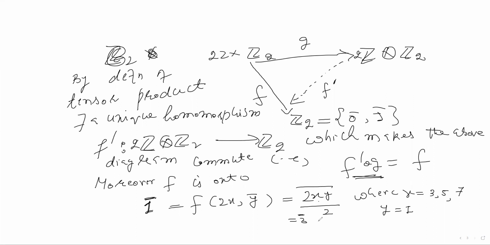But in Z2, 3 bar is the same as 1 bar. So you are getting it as 1 bar. And likewise, if you put 5, you will again get 1 bar. If you put 7, and so on, you will get 1 bar. So what I want to say is that 1 bar has its pre-image elements of this type, 2x comma y bar, where x is running over these and y is 1.